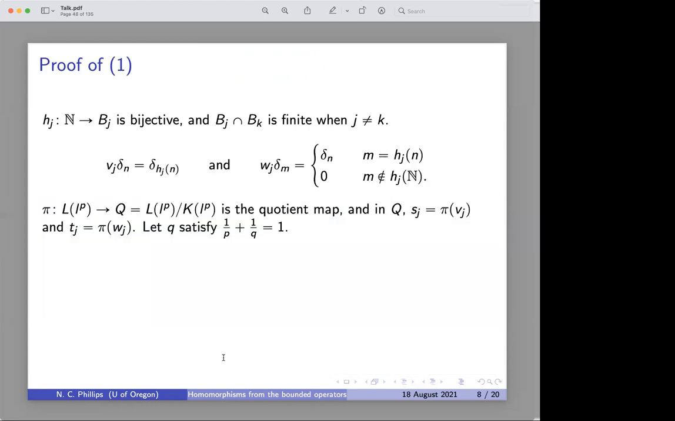Okay, so I'm going to describe the proofs of these parts. This is basically the only proof that I will do, but it shows how all these things come out.